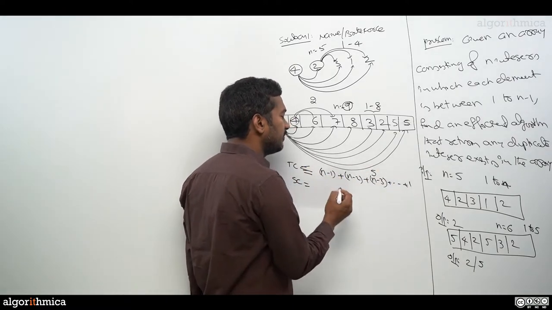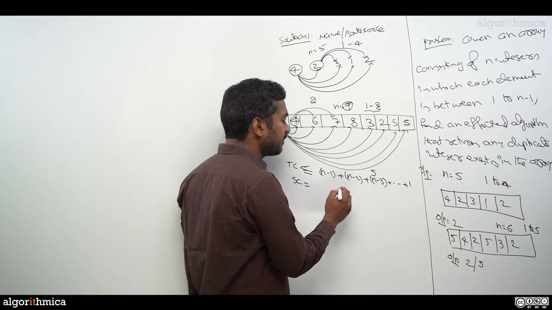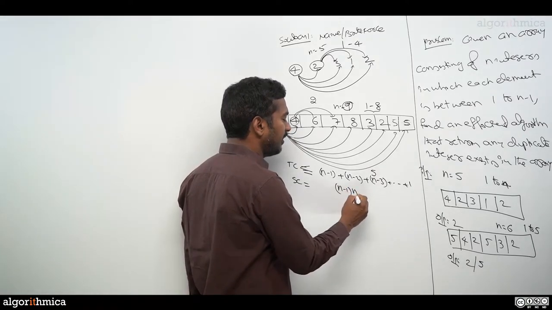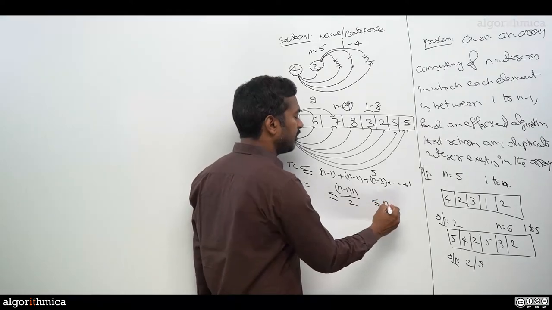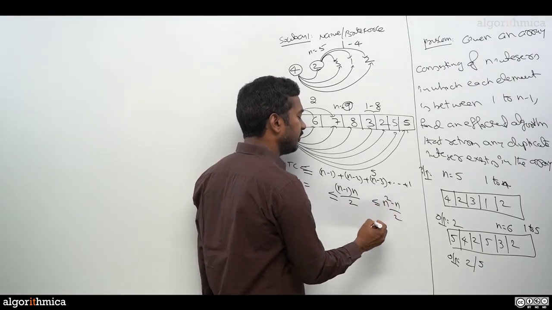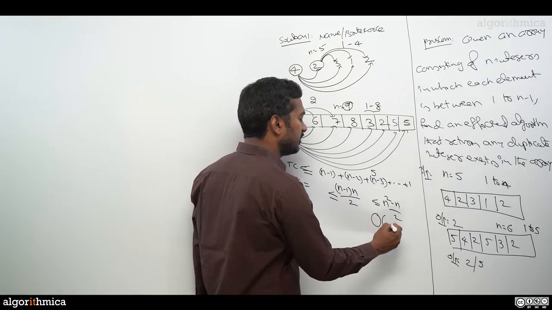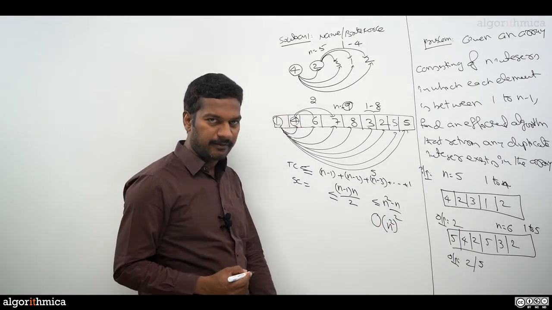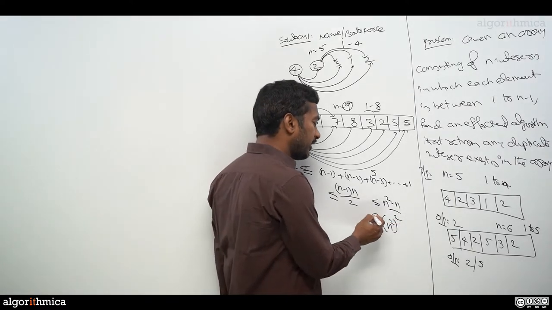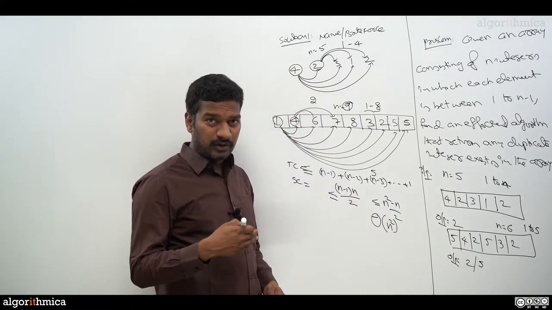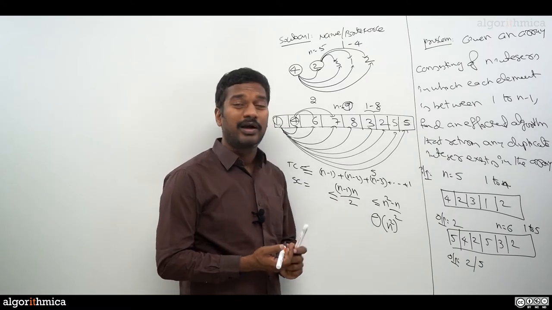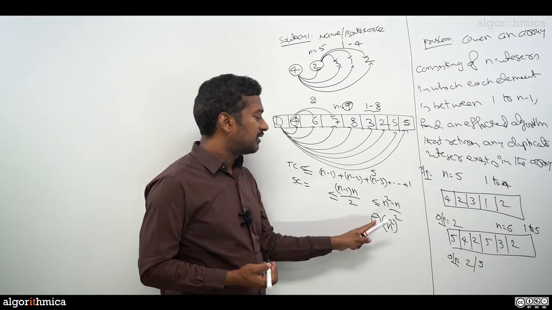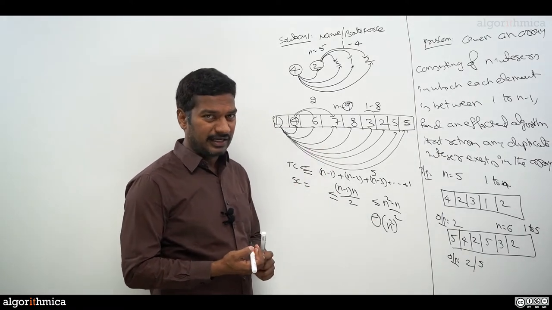So how do you get an expression for this? N minus 1 multiplied by n by 2, which is nothing but less than or equal to n square minus n by 2. We know from our notation this is nothing but big O of n square. Even more tighter bound, we can write theta. You can refer to other videos where we discussed the symbols, now you get clarity on why I use theta here. This is the time complexity of the first algorithm.